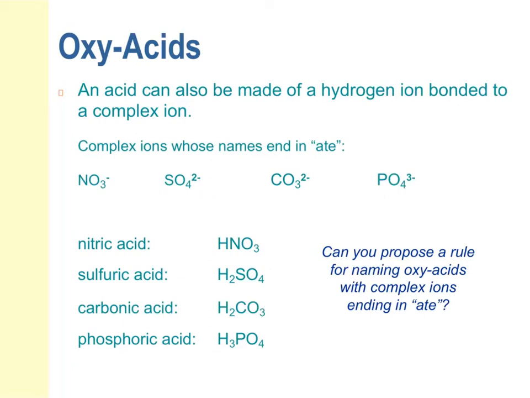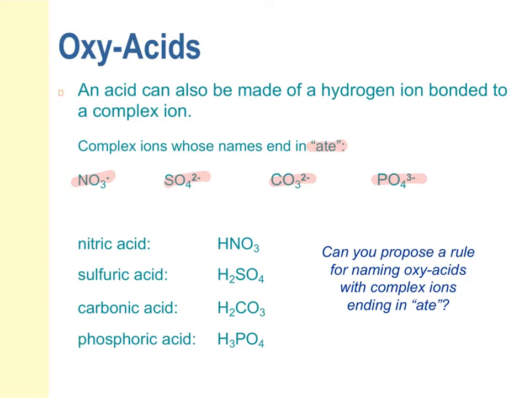Another broad category of acids are called oxyacids. These are acids where the hydrogen ion is bonded not to a simple anion, but to complex anions. There are two different broad categories of complex anions. There's the ones whose names end in -ate, and that's what we're going to look at here. And there's also ones whose names end in -ite. So for example, looking at these four anions, you have nitrate, sulfate, carbonate, and phosphate. Those are all complex ions whose names end in -ate.